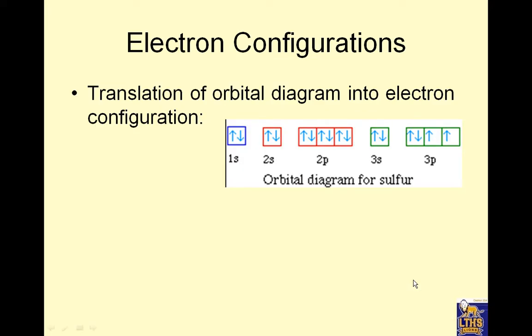Okay, how do we write an electron configuration? Well, you can start with an orbital diagram and translate it into what's called an electron configuration. So, this is sulfur again. I have the 1s orbital holding 2 electrons. The 2s orbital is holding 2. The 2p orbital is holding 6 electrons. The 3s orbital is holding 2, and the 3p orbital is holding 4 electrons.